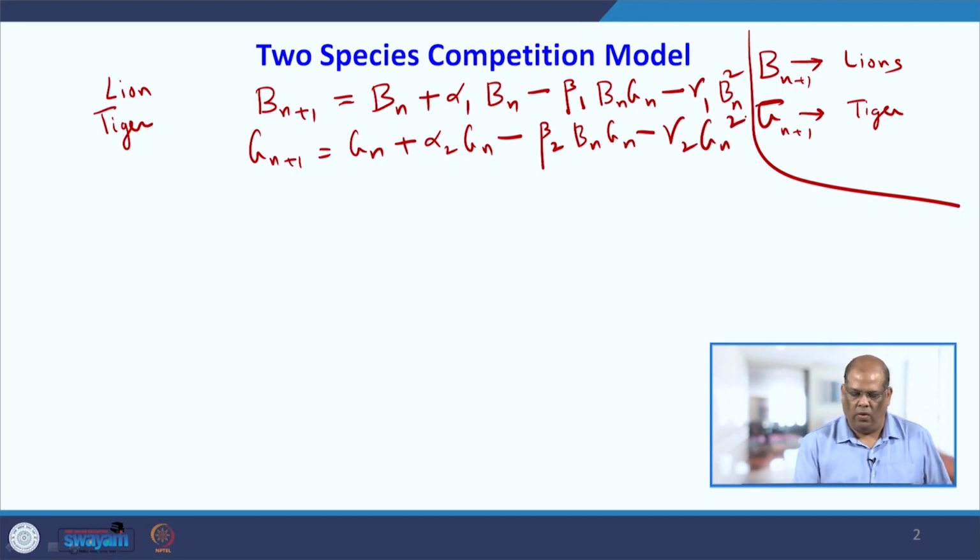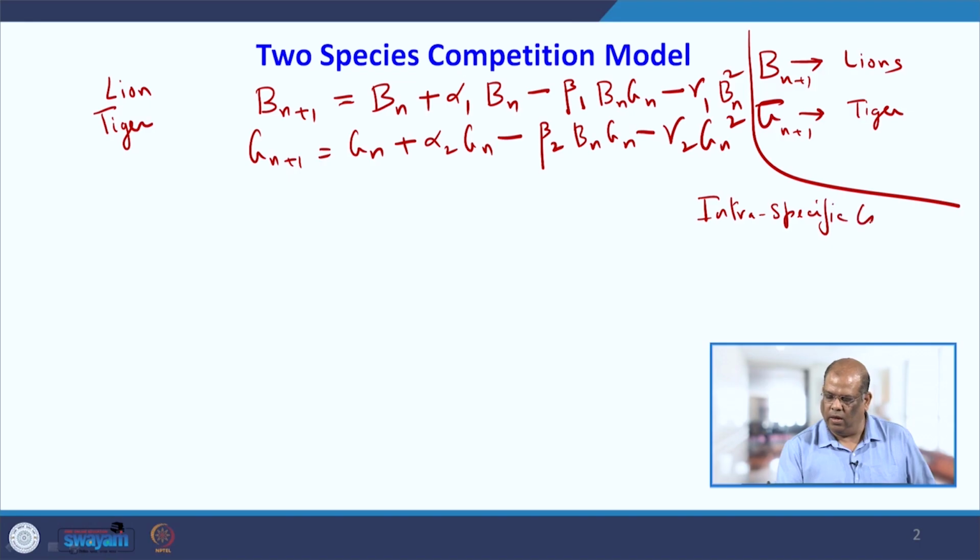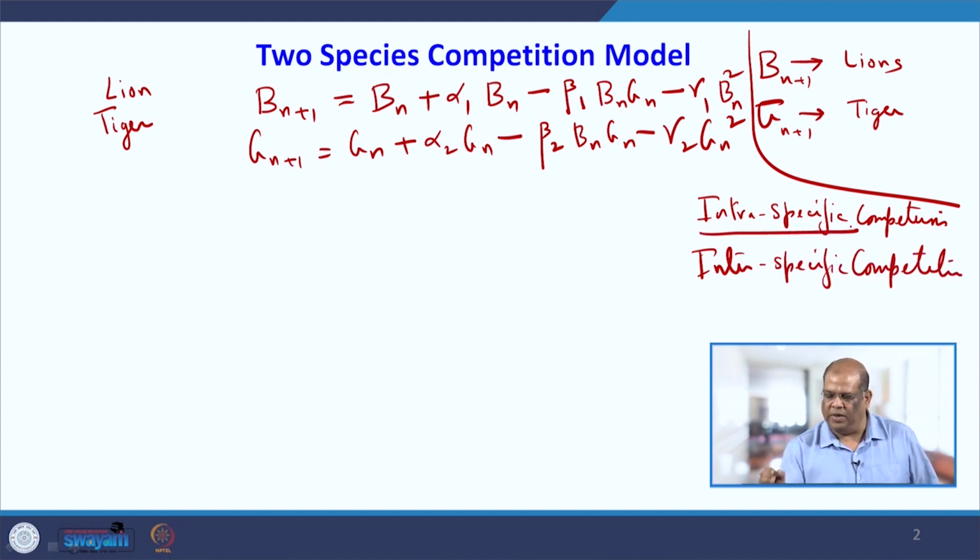Now, if you recall, we have something called intraspecific competition and interspecific competition. Intraspecific competition means that they are competing among each other for food. So, in this case, this term is the intraspecific competition, this term is the intraspecific competition, and they are happening at the rate of gamma 1 and gamma 2.